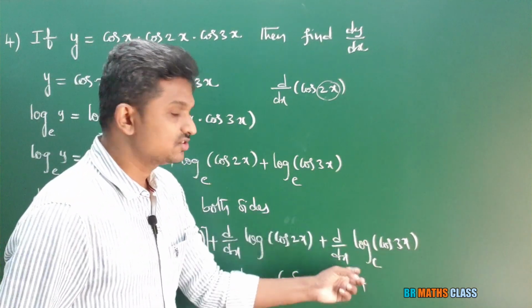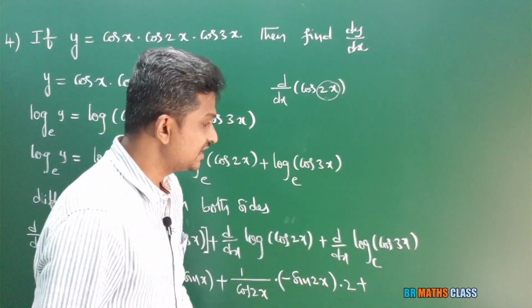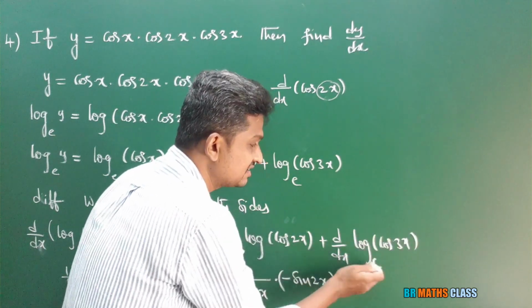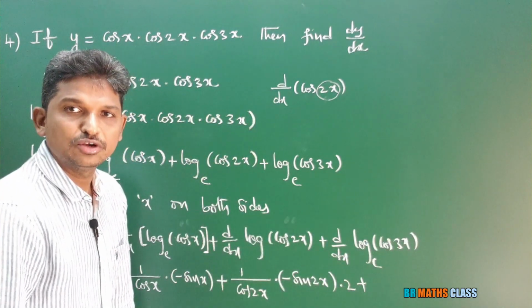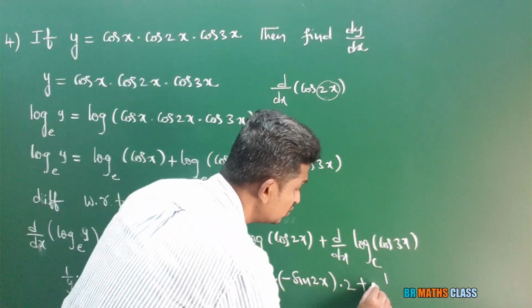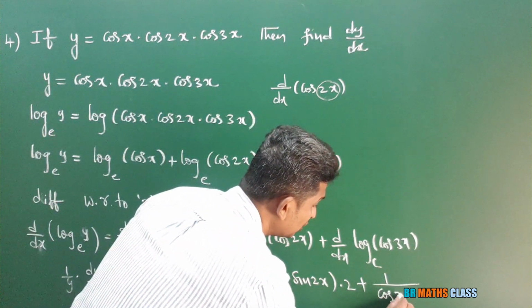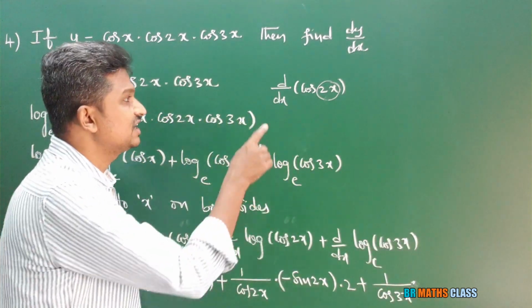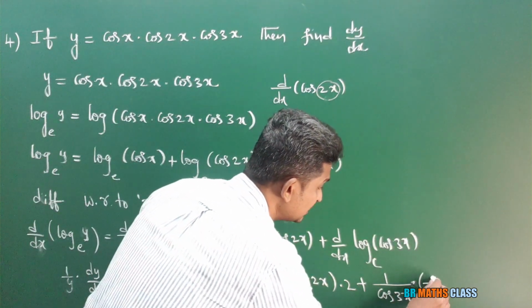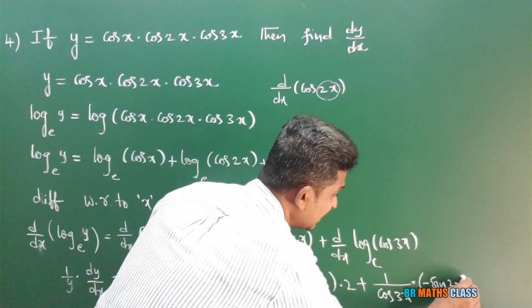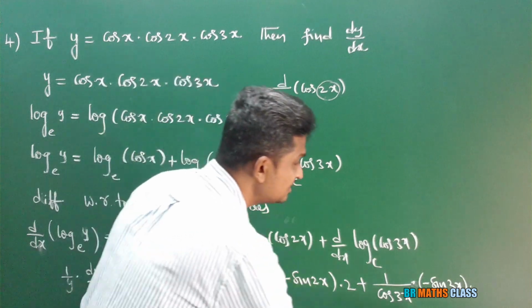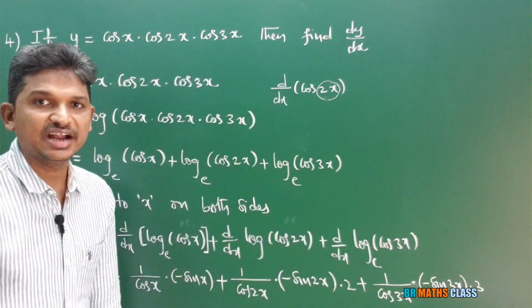Now d by dx of log of cos 3x base e. Now again, you imagine this as x. It is of the form log x. Derivative of log x is 1 by x now. So what you will get here? 1 divided by cos 3x into derivative of cos 3x. What is derivative of cos 3x? Derivative of cos 3x is minus sin 3x into derivative of 3x. Chain rule differentiation. Derivative of 3x is 3. I hope you all understanding.